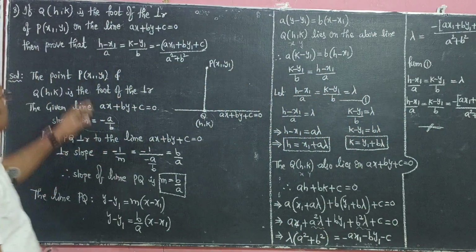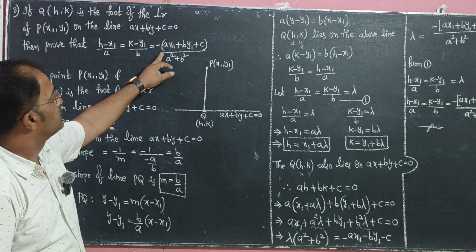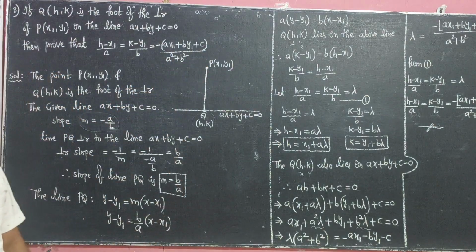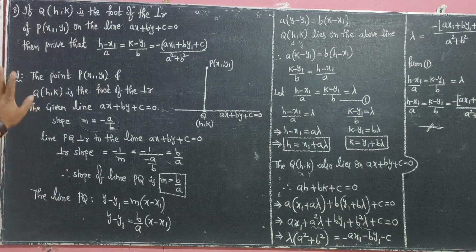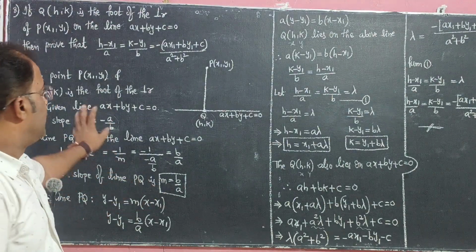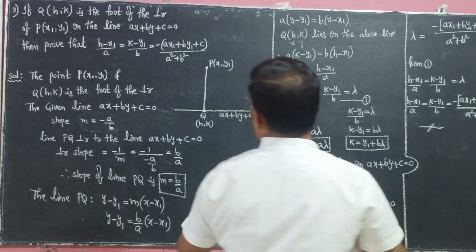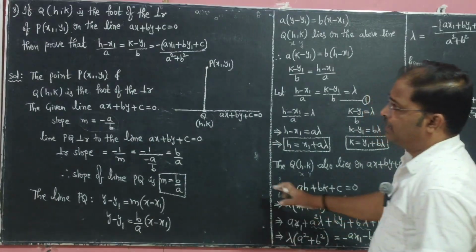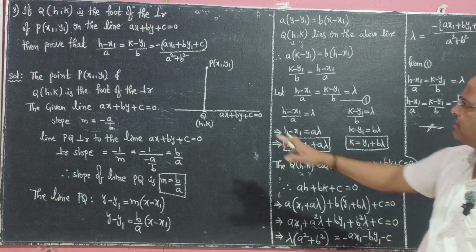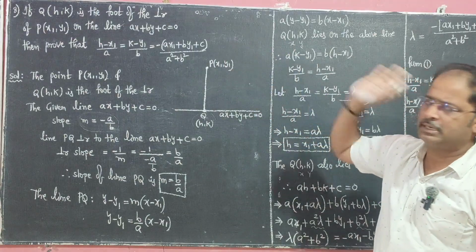Clear? (h minus x1) by a equals (k minus y1) by b equals minus of (a x1 plus b y1 plus c) by (a square plus b square). This is the foot of the perpendicular theorem from the chapter straight line. Very important, very repeated theorem, so practice carefully. The image theorem is also the same as it is, with a little change: there is an extra 2, the rest is all as it is. So very important and repeated theorem.